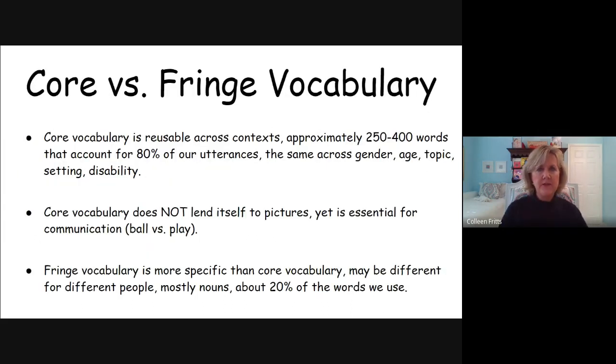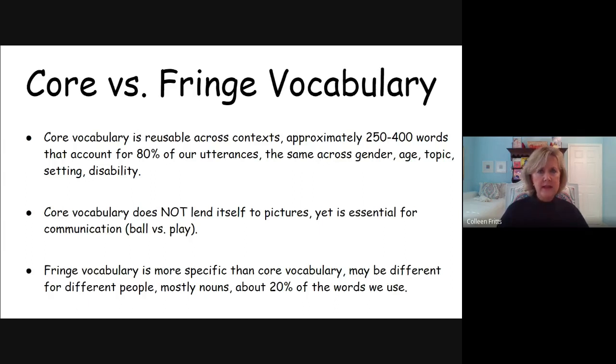So core vocabulary versus fringe vocabulary. Believe it or not, 80% of what we say and or write falls into a category called core vocabulary. And that's a set of words, about 250 to 400 words that we use over and over again in conversations, in our written expression. And it goes across gender, age, topic, setting, and disability. So those are some key words that we use over and over again. So for example, I just said over, over, over again. And over and again are core words.